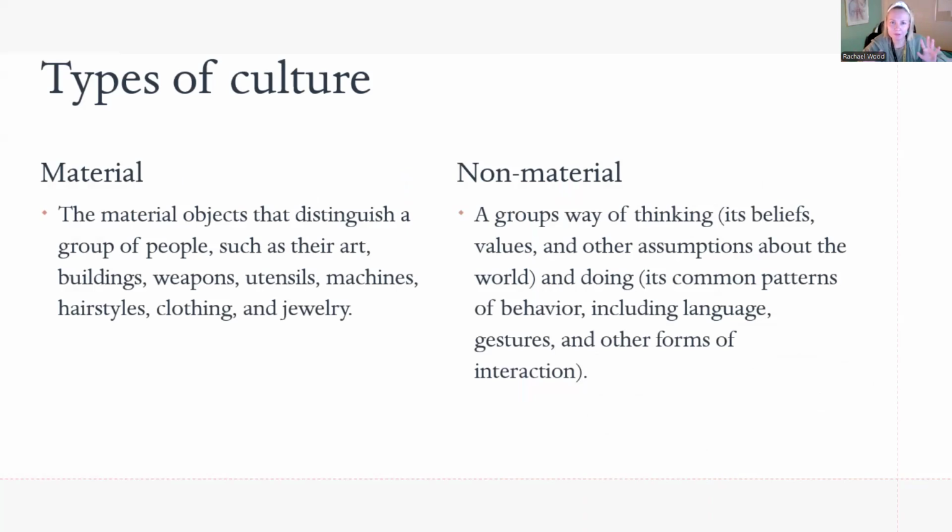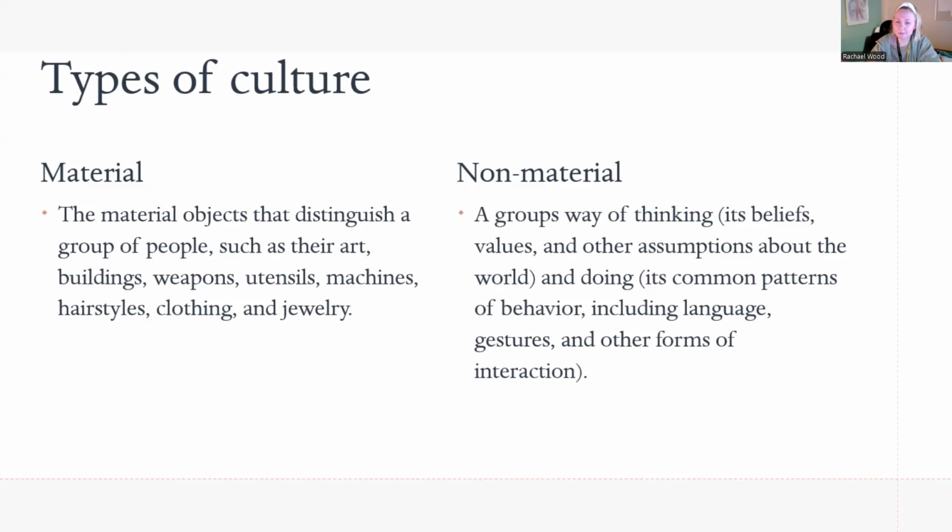So there are different types of culture here. There are two particular types that are important to note. You have material culture and non-material culture. Material culture is simply the material objects that distinguish a group of people, such as their art, buildings, weapons, utensils, machines, hairstyles, clothing, jewelry, day-to-day accessories, in other words, or items that they surround themselves with that represent them, their identity, and their culture, right? It's physical, it's tangible items that most of the time people can either hold or they own, or they have ownership over that. And it somehow represents their identity and their tied identity to their culture.